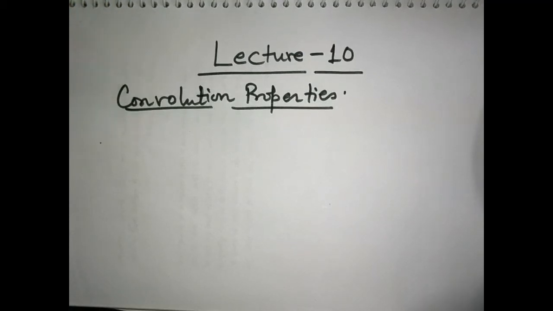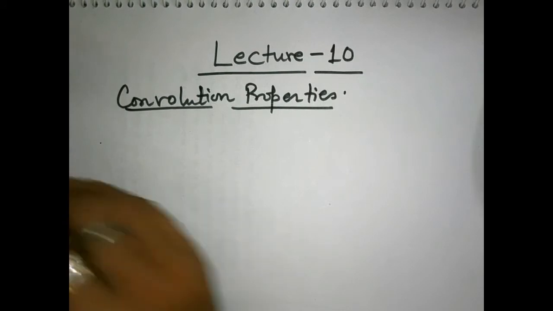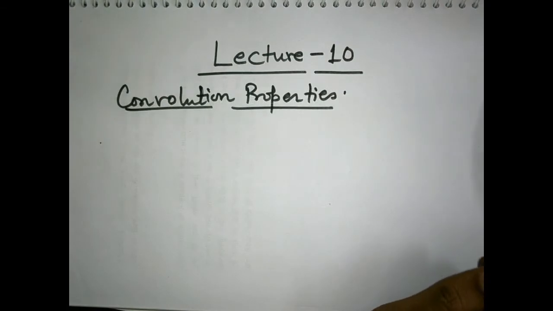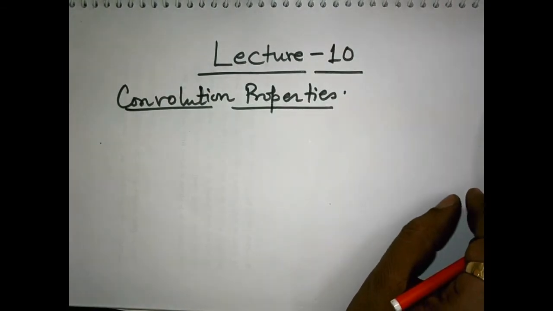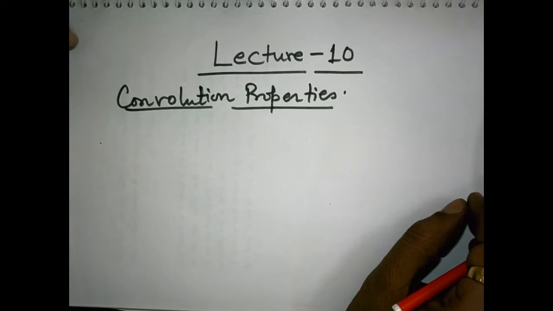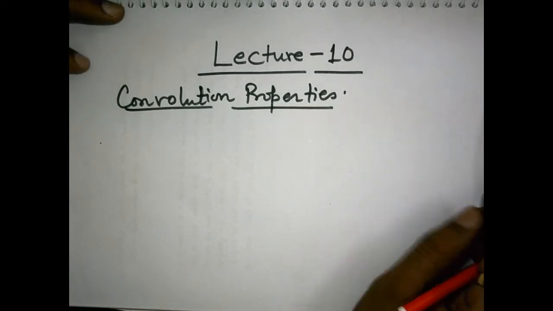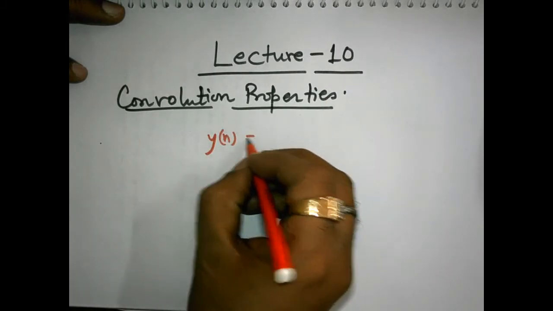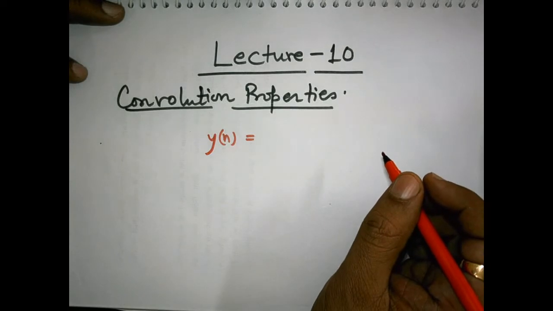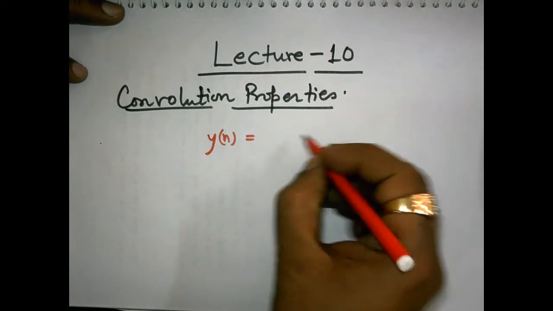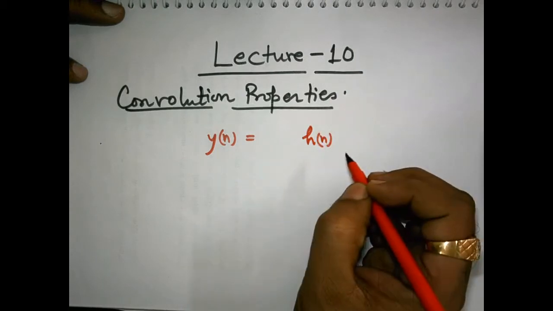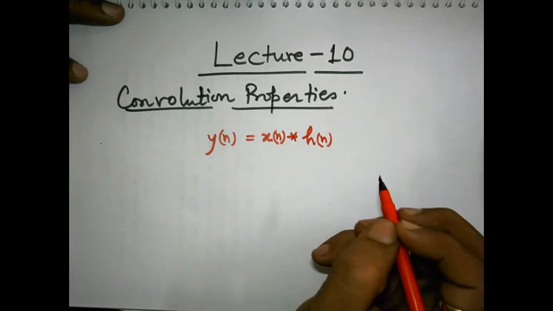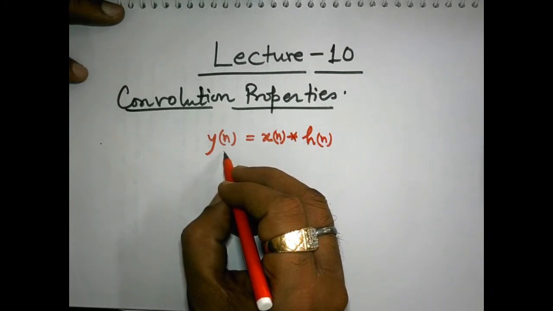So let us start with the 10th lecture of digital signal processing, and in this lecture we will study some very interesting and useful properties related to convolution operation. As you know, convolution is defined to obtain the output of a system whose impulse response is known to us. Suppose the impulse response is h[n] and the applied input is x[n], so the output is represented this way.